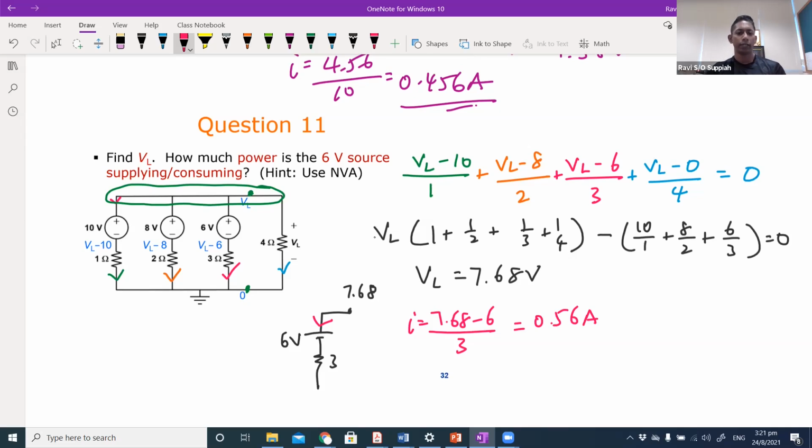When you have current flowing into your source, or any component, it means it is consuming power. So the power consumed is going to be VI: 6 multiplied by the current 0.56, which is 3.36 watts. So the 6 volt supply in this particular circuit is consuming power. Questions 10 and 11 are actually very similar. It's the same concept, which is applying node analysis.